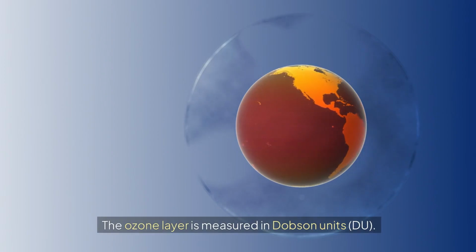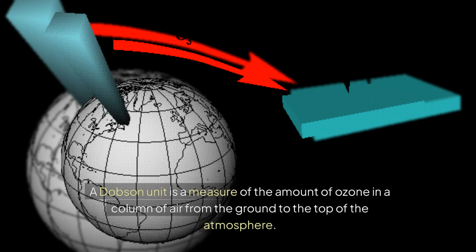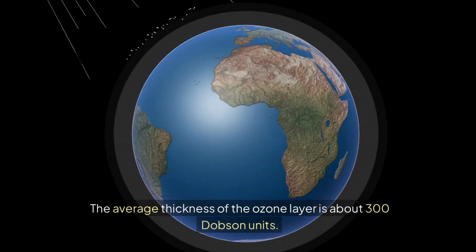The ozone layer is measured in Dobson units, DU. A Dobson unit is a measure of the amount of ozone in a column of air from the ground to the top of the atmosphere. The average thickness of the ozone layer is about 300 Dobson units.